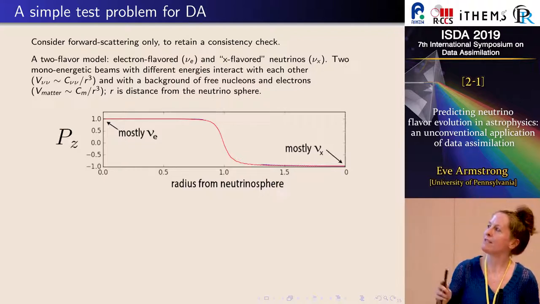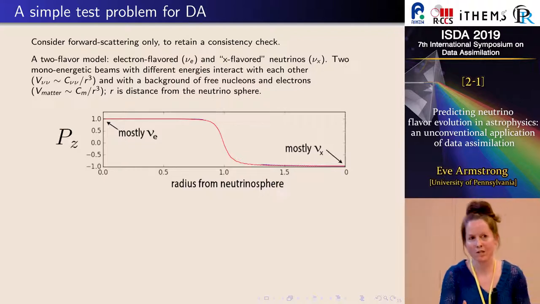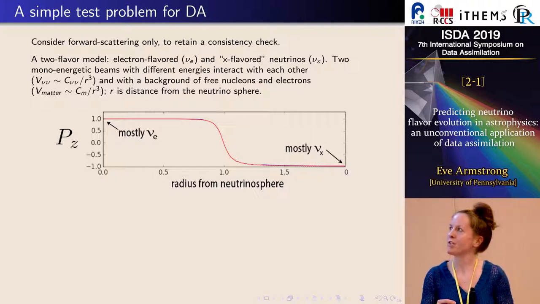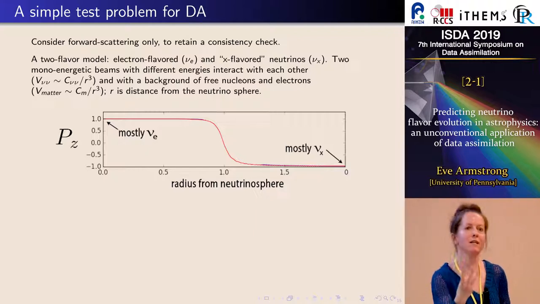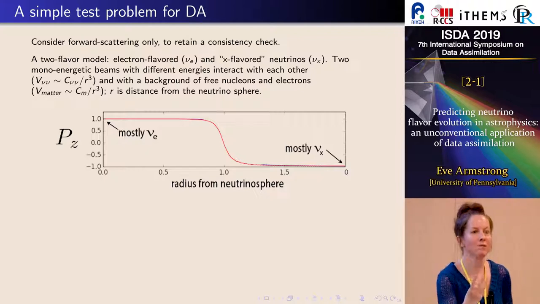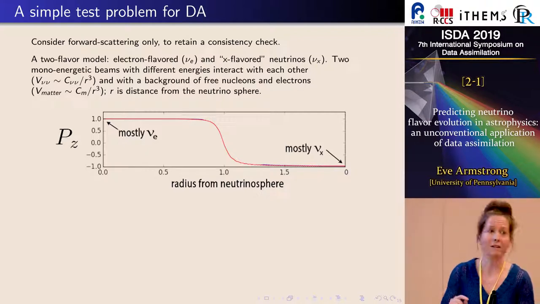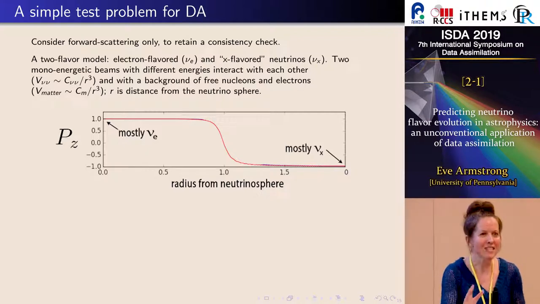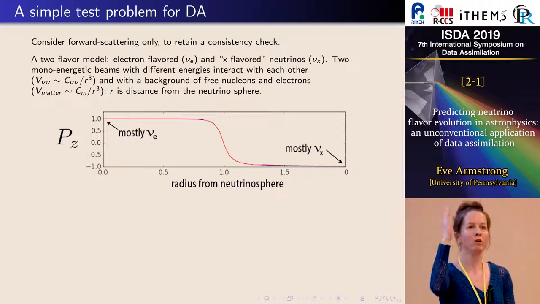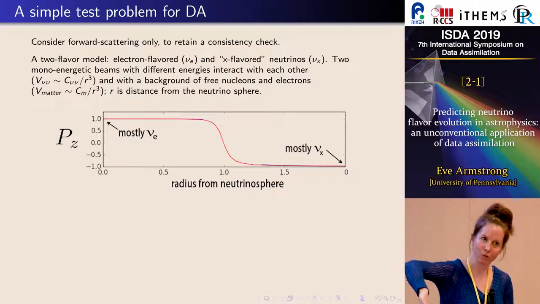PZ, that is the Z component of the polarization vector. Each neutrino is described by PX, PY, and PZ. Each neutrino has three state variables. We can measure one of them, PZ. And for our purposes today, if PZ is 1, we're purely nu E flavor. And if PZ is negative 1, we're purely nu X.